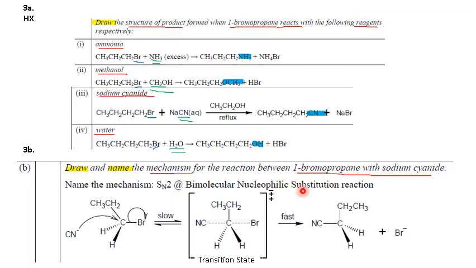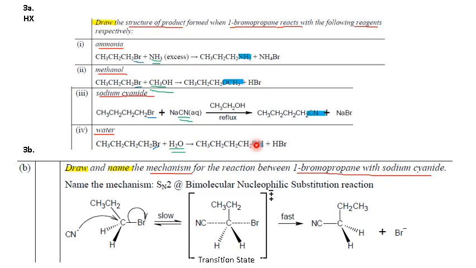Next question. Draw the structure of the product formed from 1-bromopropane reacting with the following reagents respectively. 1-bromopropane is a haloalkane. So when the haloalkane reacts with ammonia, ammonia will be substituted over here. With methanol, the OCH3 will be substituted over here. With sodium cyanide, the CN will be substituted over here, so this is the answer. And the last one, water: OH will be substituted for the bromine atom, forming an alcohol.